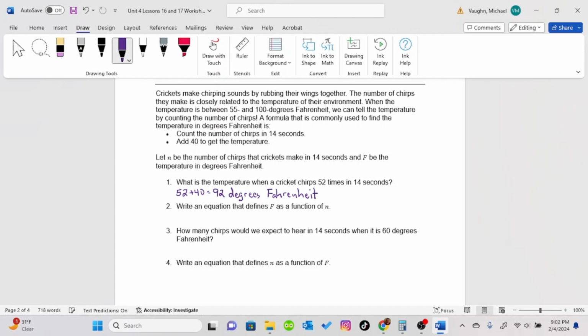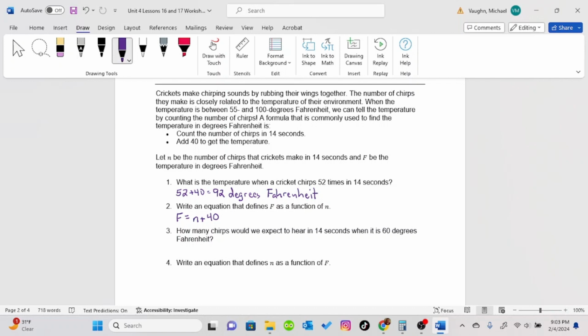Number 2, write an equation that defines F as a function of N. So we want F equals, N would be the number of chirps, plus 40.